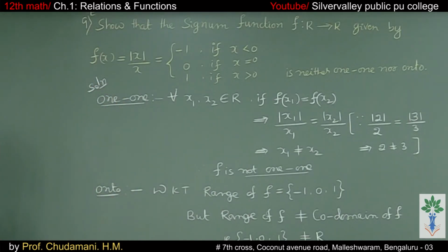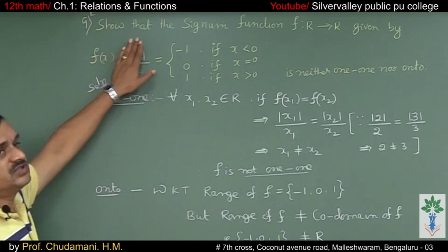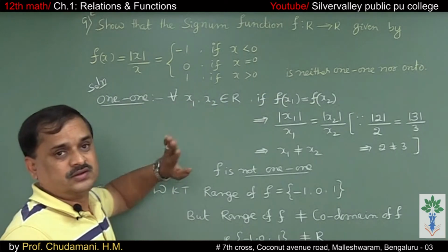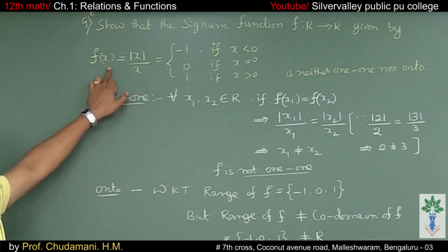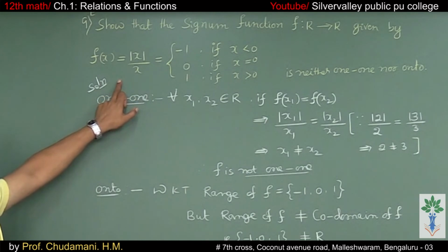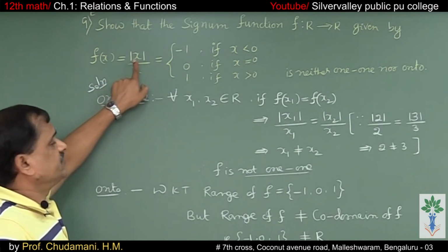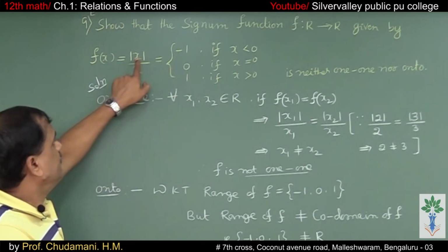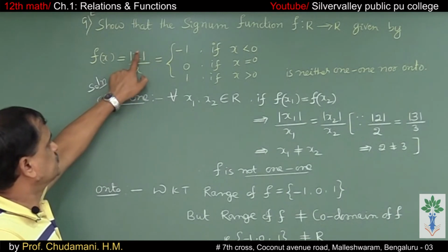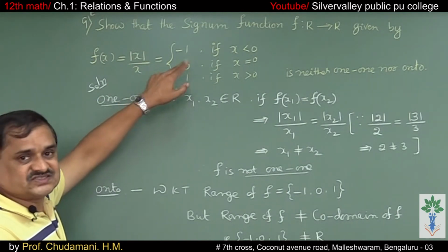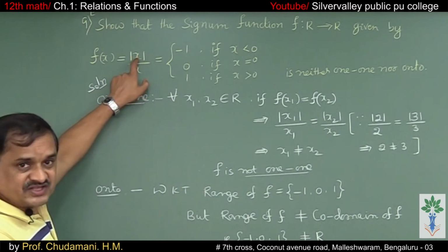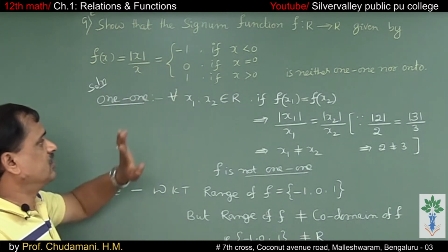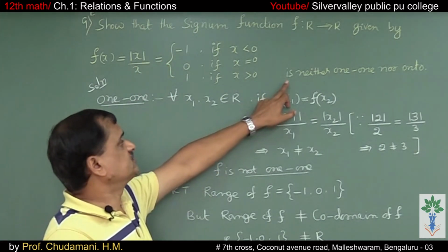Ninth one, an exercise problem. Show that the signum function f from R to R defined by f of x is equal to mod x divided by x. Mod x means what? When x greater than 0, it is plus x, x by x gets cancelled, it is 1. Mod x when x equals 0 means 0, 0 by anything is 0. When x less than 0, mod x is minus x, minus x divided by x means minus 1. This is how the signum function is defined.